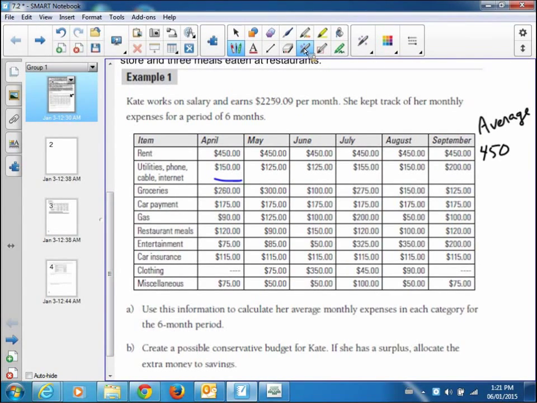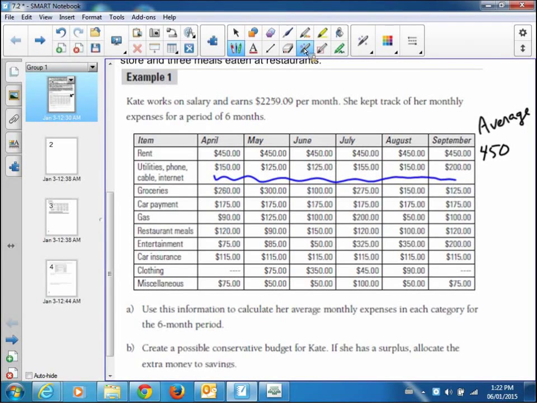Utilities like phone, cable, internet. She must have a package or something like this, but maybe she orders movies some months or something like that, it goes up and down a little bit. But generally, it's between $150 and $125, but you see one mega month there, $200. Maybe she had her nephew stay with her or something like that to watch bad movies for $15 a half hour. I don't know how you drive up a $200 bill. It's normally lower. How do you take the average of 6 numbers?